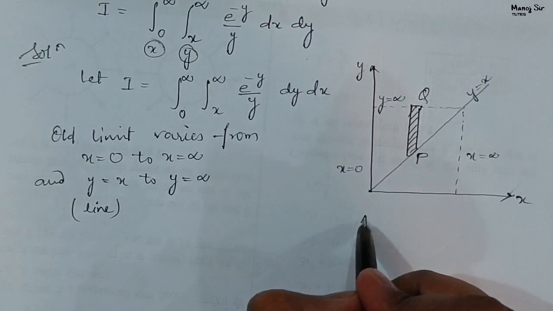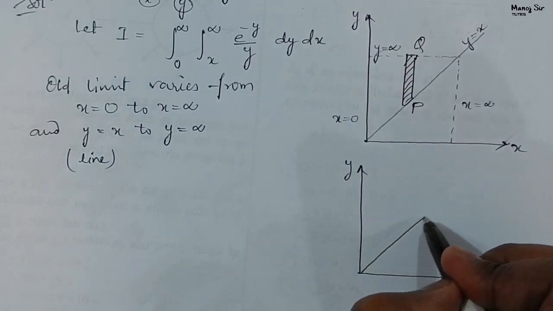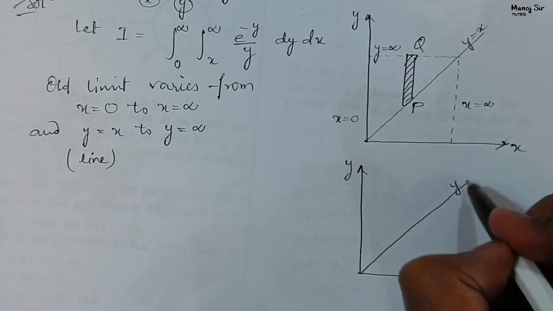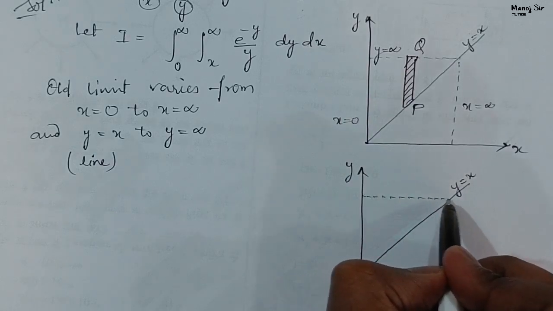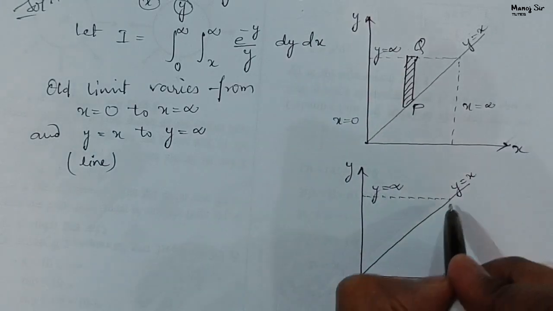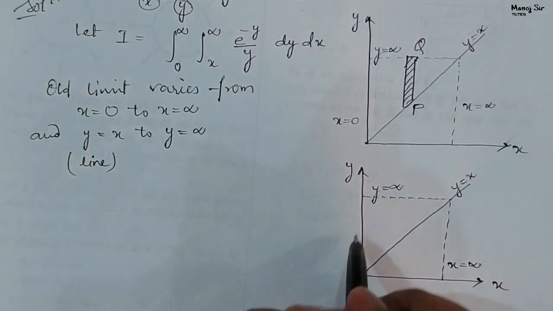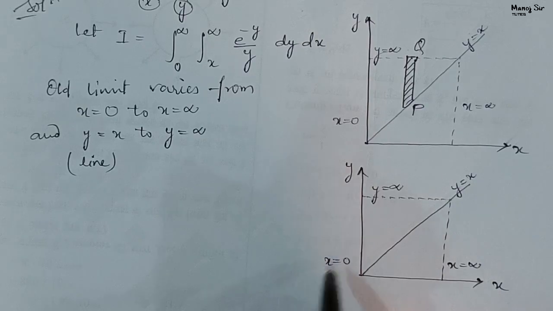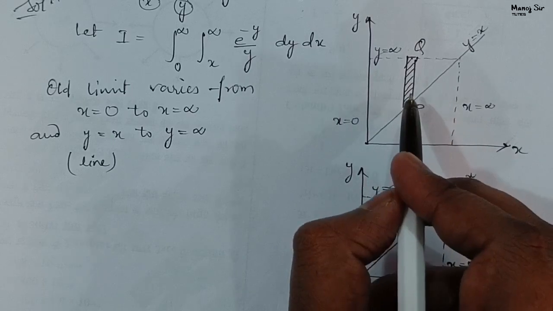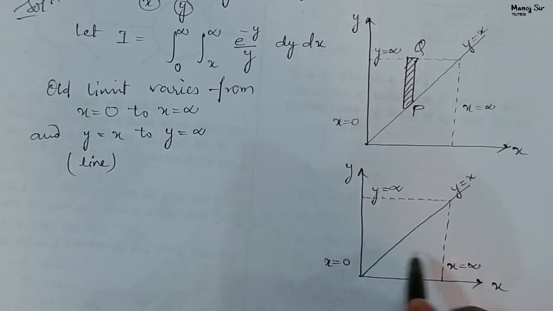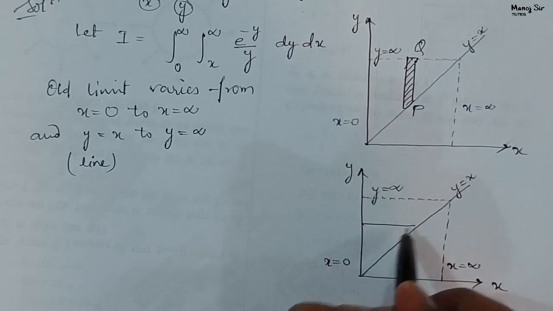this is x-axis, this is y-axis. Now this is y equals to x line. This line is y equals to infinity, and this line is x equals to infinity. This line is x equals to 0. Okay. Now, since the old strip is parallel to y-axis, here it should be parallel to x-axis. If it is vertical, this has to be horizontal.